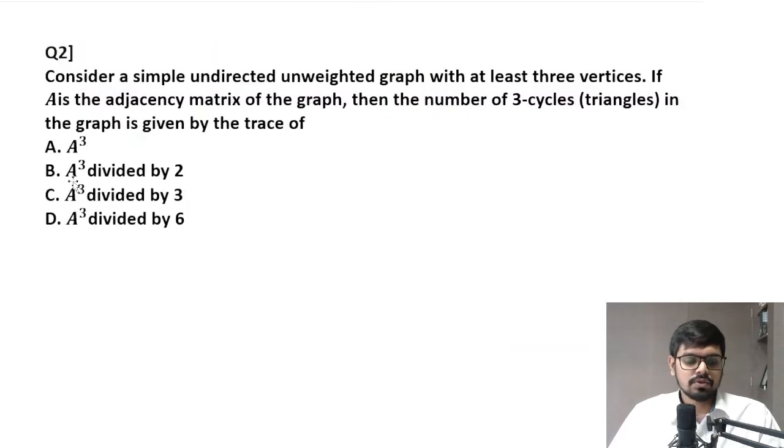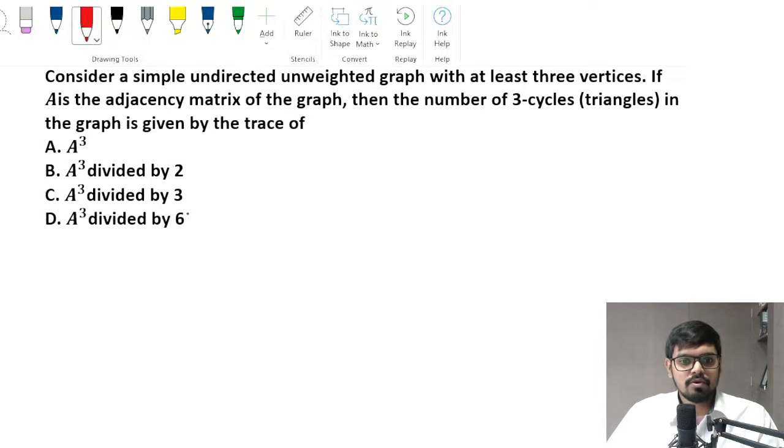Let us go to the next question. Consider a simple undirected unweighted graph with at least 3 vertices. If A is the adjacency matrix of the graph, then the number of triangles in the graph is given by trace of what? Straight away you will remember, sir, class notes. Straight away you will mark. What is the answer? Yes, trace of A cube by 6. So why trace of A cube by 6?